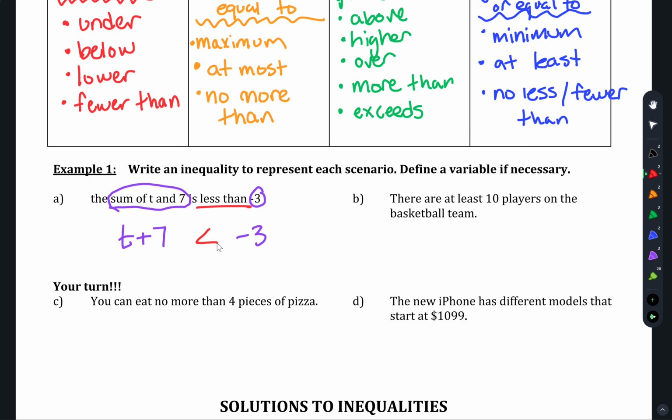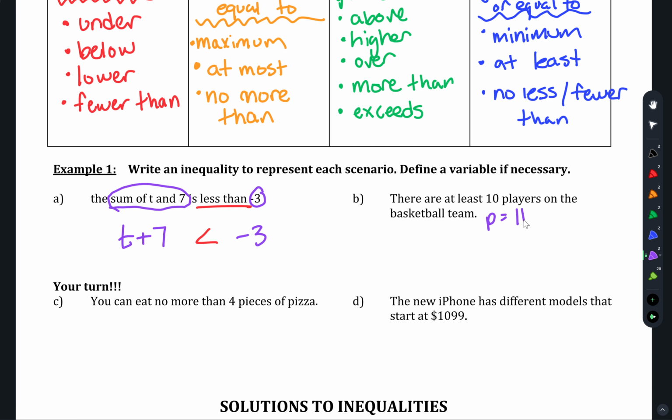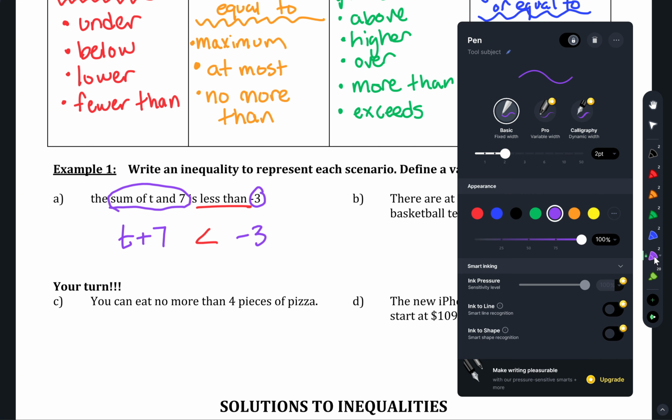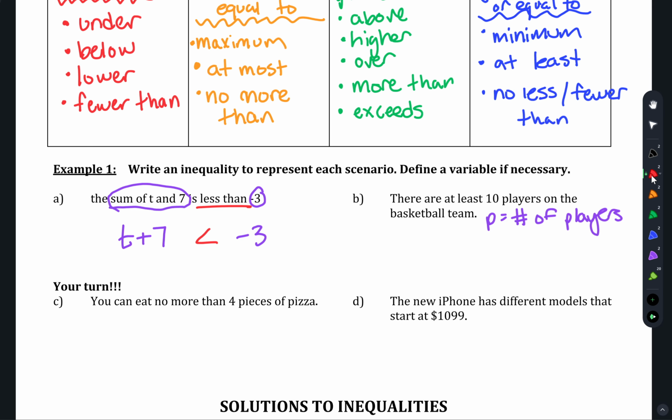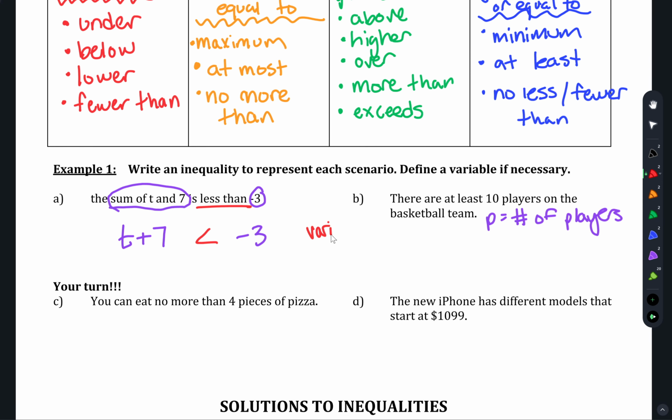In letter B, we don't have a variable here, so we're going to start by defining what our variable is. There are at least 10 players on the basketball team. So the thing that is in question here is P, the number of players. When I have a variable that I'm creating, I'm always going to try to put my variable on the left side. That goes for letter A too. I put that t plus 7 on the left side. It just makes my life a little bit easier. It's not the end of the world if it goes on the right side, but we prefer it on the left.